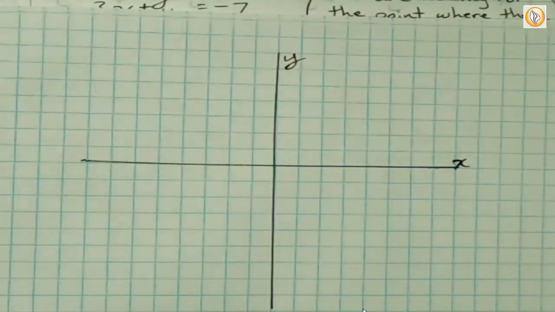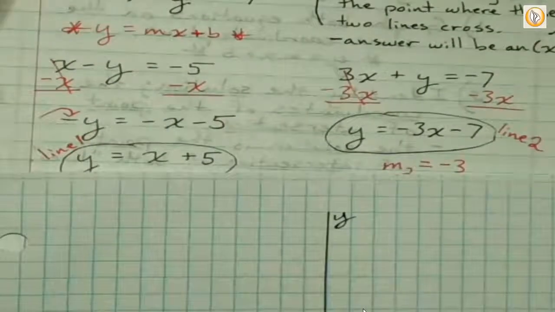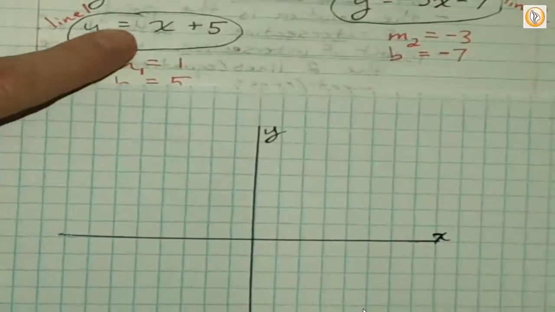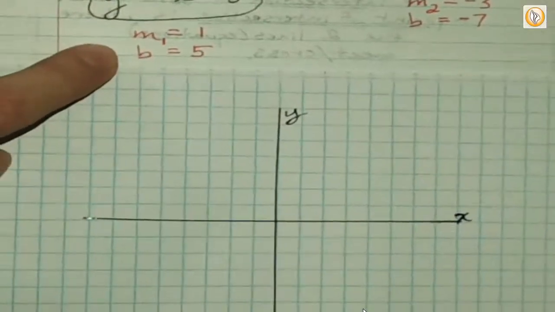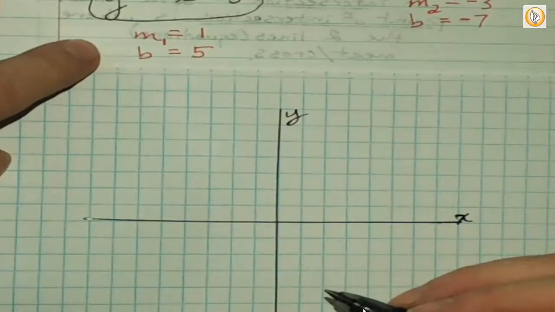Now I want you to graph both lines on the Cartesian plane. All right, so the first one is y equals x plus 5. So what do we plot first? What do we put on the graph first?